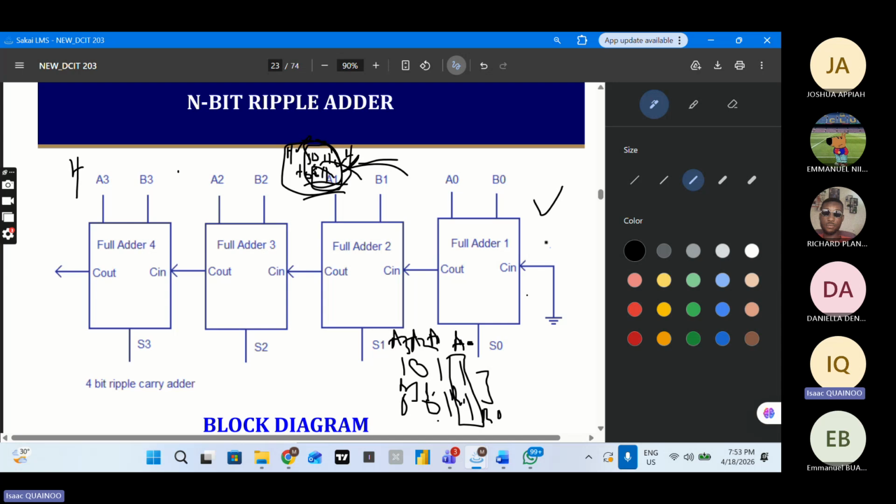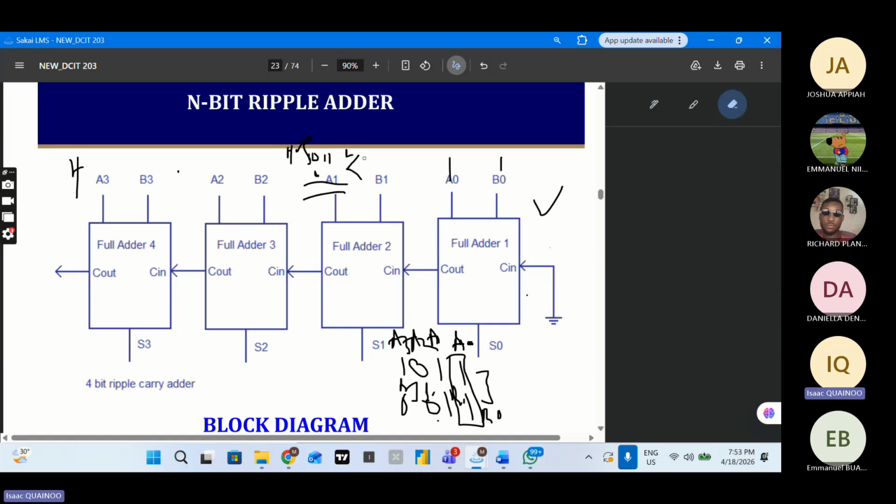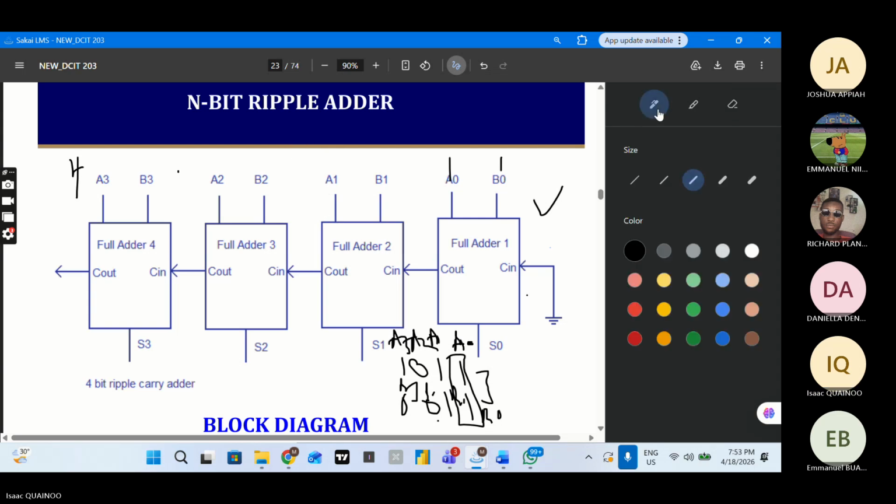So here your B0 is going to be 1, your A0 is going to be 1. And then here your A1 is 1, your B1 is 1. You've already labeled it right. So your A2 is 0, your B2 is 1, and here your A3 is 1, and then your B3 is 0. So this is how the addition will be performed via a 4-bit ripple adder.